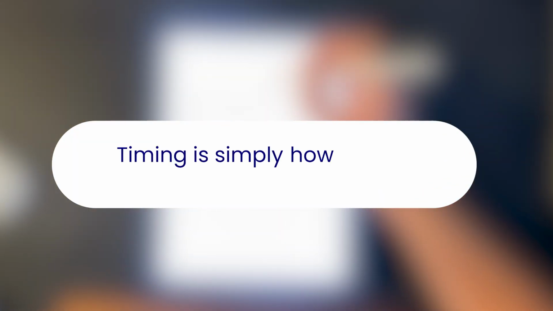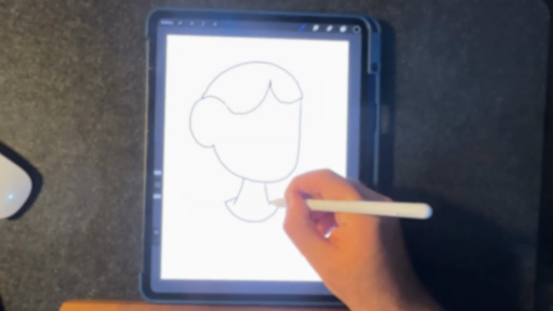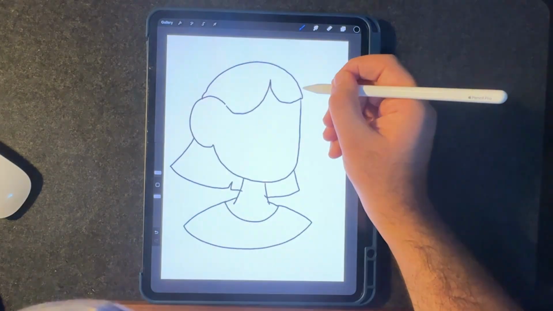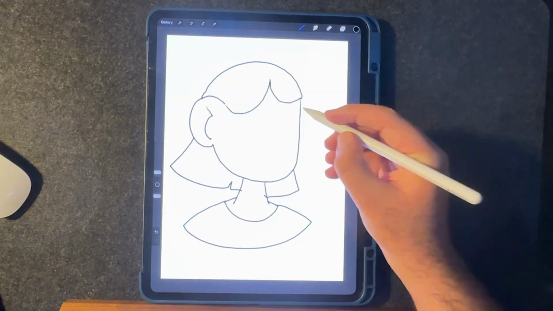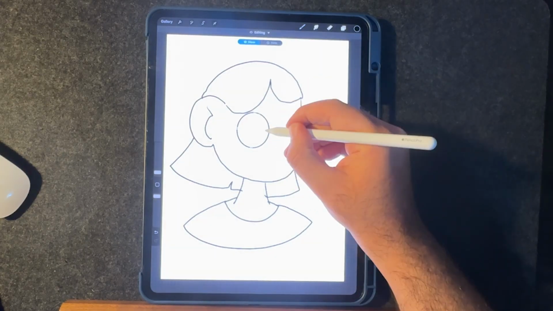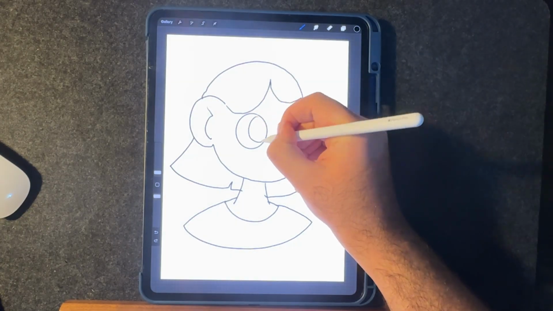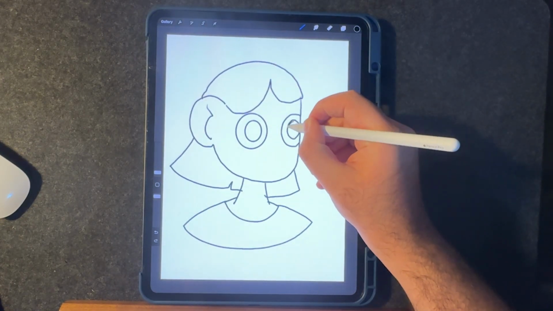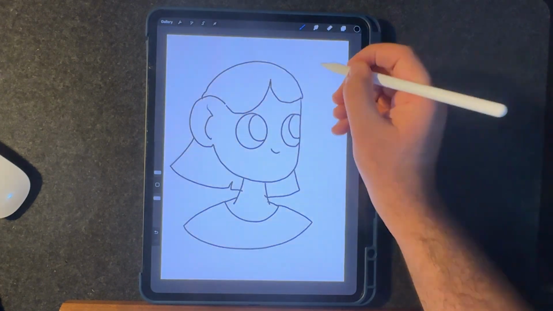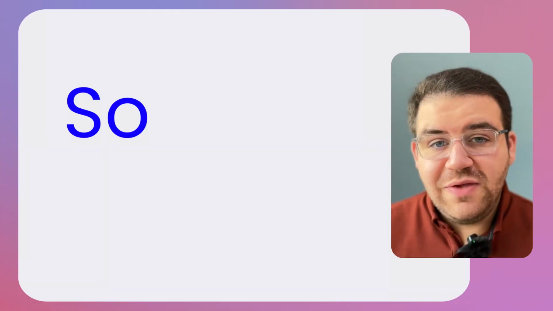Timing is simply how long a movement lasts, and we can measure this by the number of drawings we have per second in our animation. We usually animate in 24 frames per second. That means 24 drawings can make up 1 second of movement. So let's give you an example.